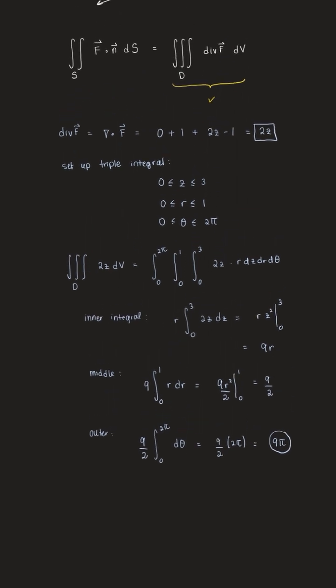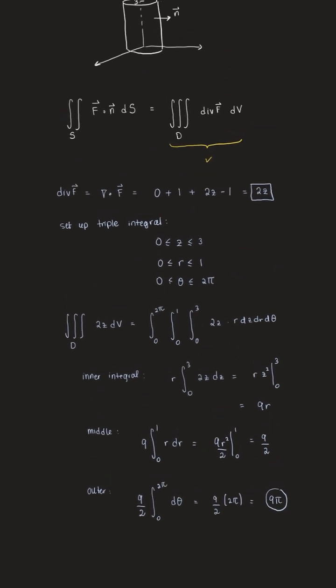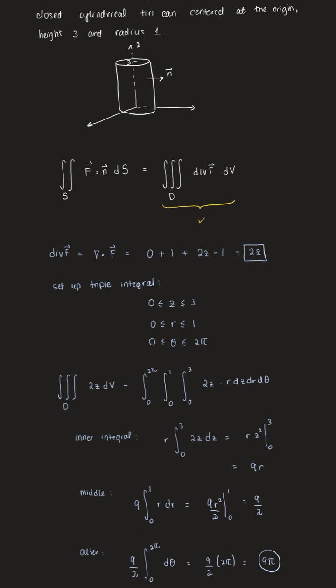And so just to recap, we were able to integrate to find the outward flux. Instead of doing the surface integral for flux, we worked on the triple integral of the divergence over the volume of the solid.